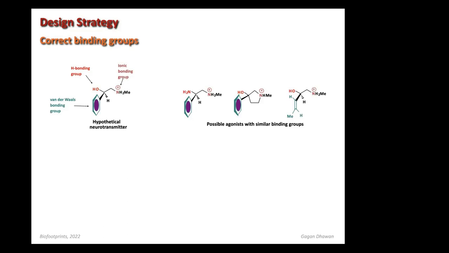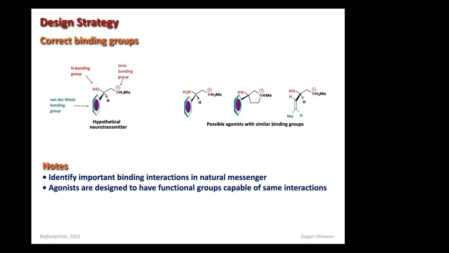There are so many possibilities. I'm just giving three examples over here. So when you are doing this, the first aim you have to keep in mind before training your computer system is to identify the important binding interactions in the natural messenger, and design your molecule in such a way that the functional groups are capable of giving the same or similar interactions. Like van der Waals interactions, hydrogen bonding interactions, and ionic interactions. And usually you require the same number of interactions, like three in our case.